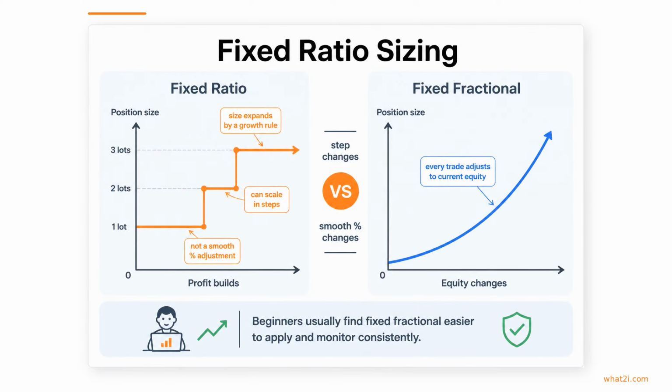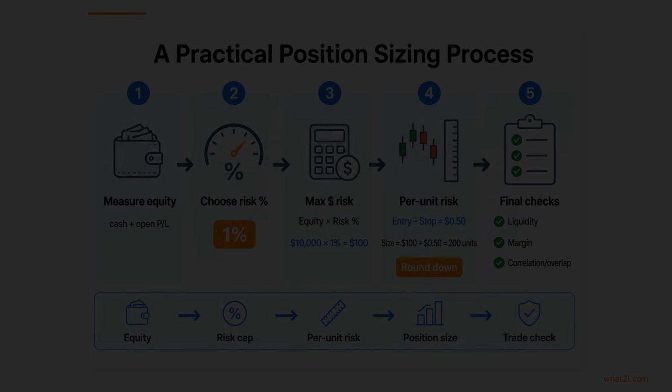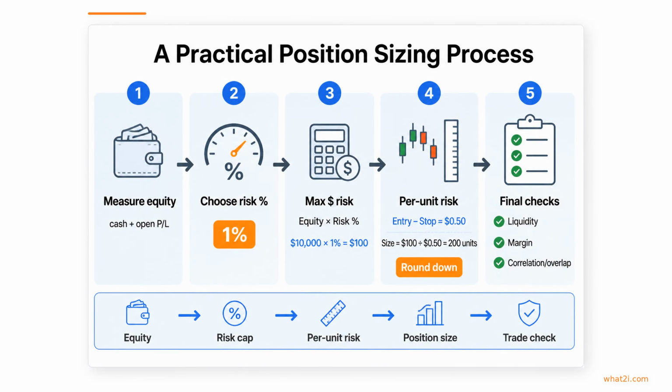Fixed ratio sizing works differently because size increases in steps as profits build, instead of adjusting smoothly with every change in equity. It can be useful, but for many beginners, it's harder to manage consistently than a simple fixed percentage method. A practical process keeps sizing repeatable, even when market conditions change. Measure your current equity, choose your risk percentage, calculate the maximum dollar loss, work out the risk to your stop, round the size down, and then do a quick check for liquidity, margin, and overlapping exposure.